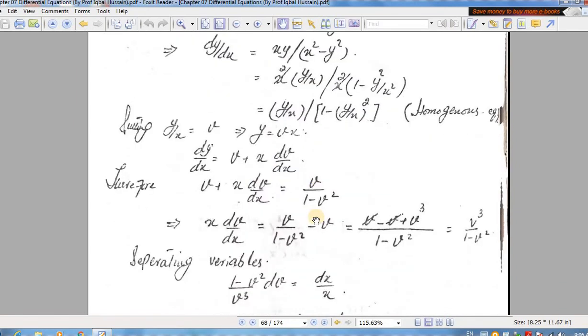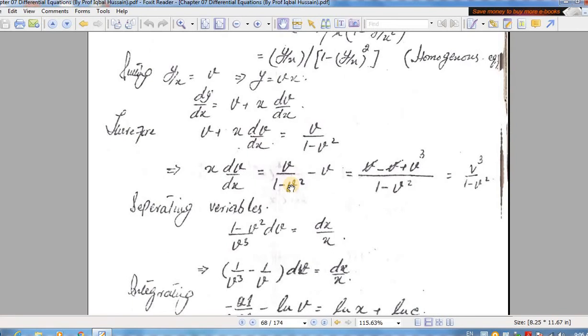Now if we put the values in the differential equation, we will put this value in the differential equation. Similarly, we will put this value in the differential equation. So we will get v plus x dv by dx is equal to v divided by 1 minus v square. This y over x will be v, this y over x is v whole square, and this is division, v divided by 1 minus v square.